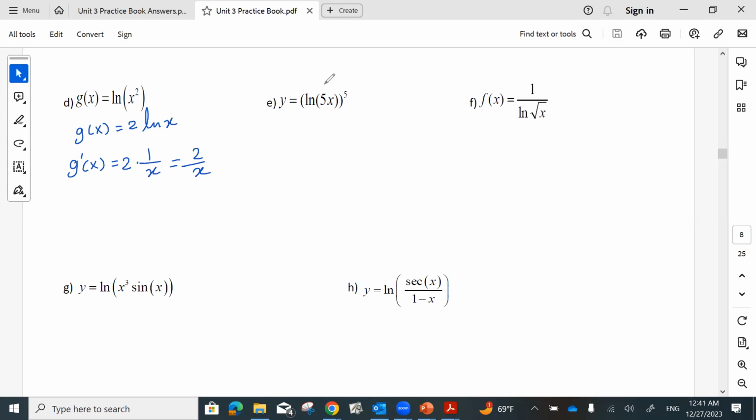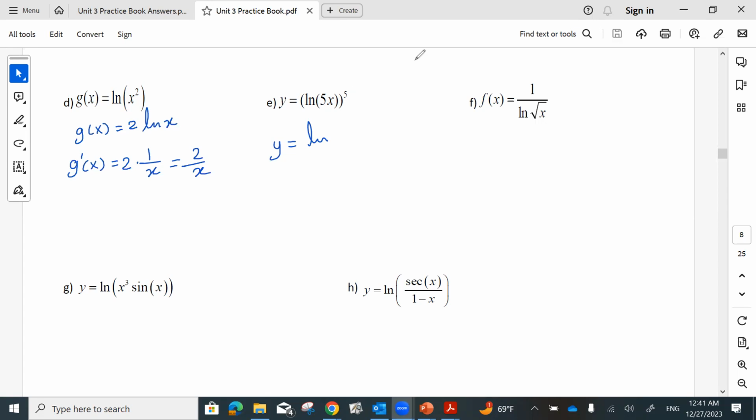Ln 5x all to the power 5. Here, y equals ln 5x, I can just bring ln 5x all to the power 5, the same as ln to the power 5. Here is different, I'm sorry. This one is not the answer, let me clear.